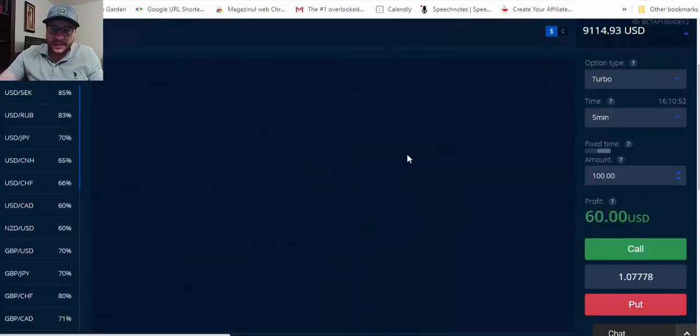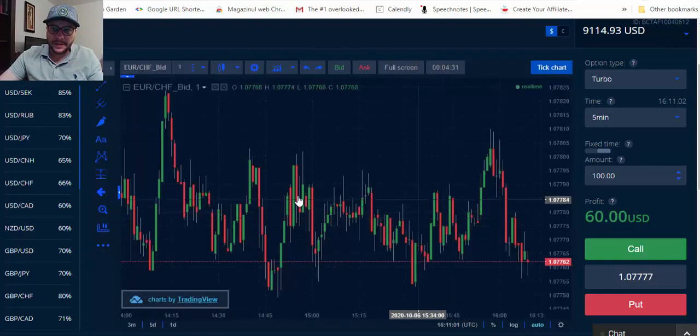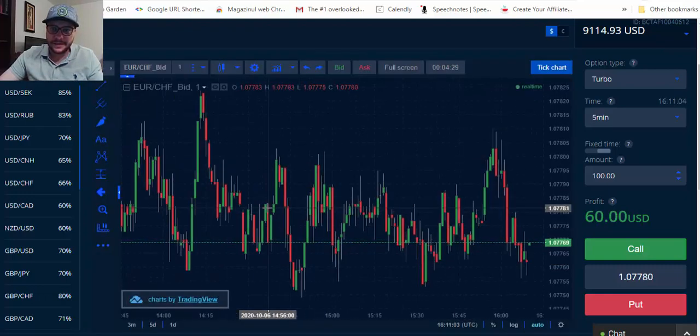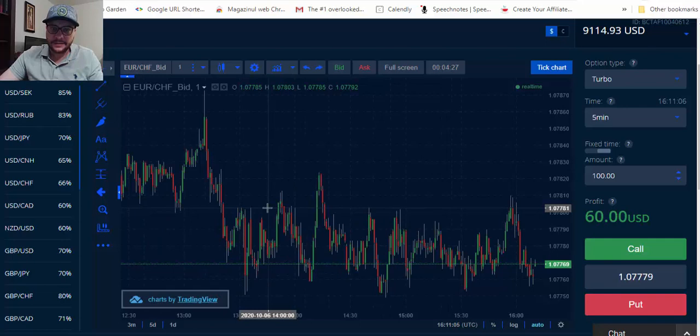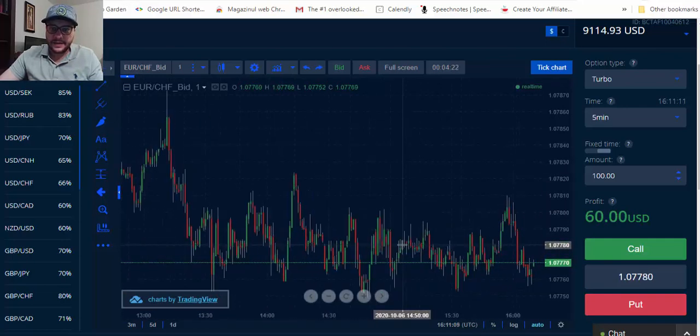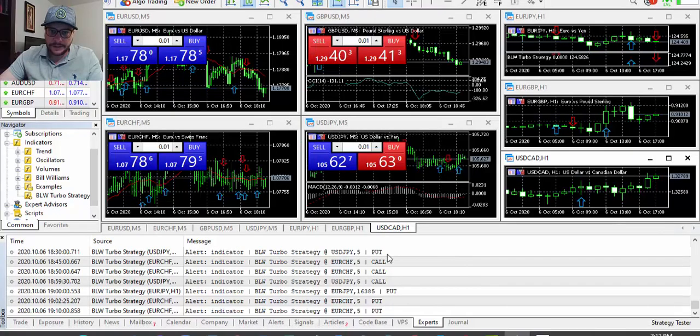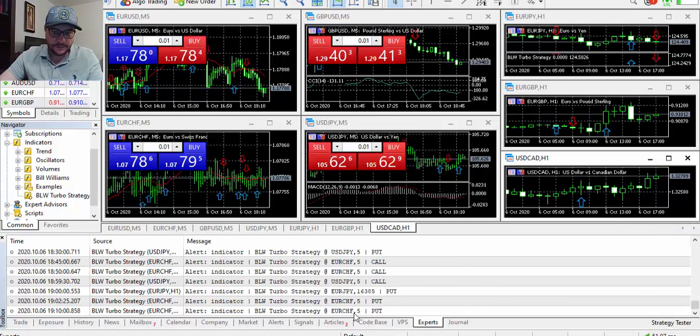Let's have a look on candle chart on Euro Swiss franc. Oh, and as you can see, it is a downtrend from here, and is very volatile. Let's wait and see what will happen. Let's have a look again. Yes, Euro Swiss franc, it is a put.